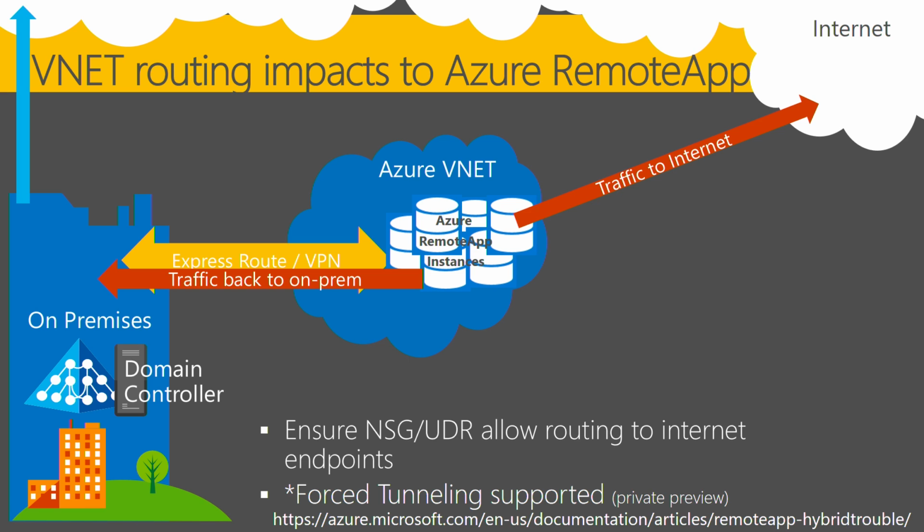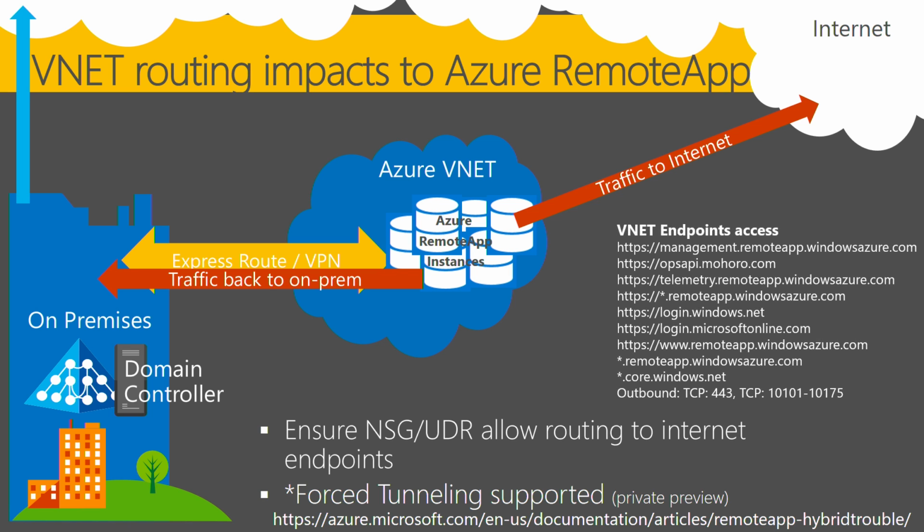We do support that. Actually, I should have removed that. It's not private preview. We just enabled that last month. There are a certain set of endpoints that we do. So that VNet does need to have access to the internet, and there's a list of them. We actually have this documented also. But this is a slide that you would take to your network administrator and say, hey, we need to make sure that the Azure VNet has access to these endpoints if we're using forced tunneling, NSGs, or UDRs.